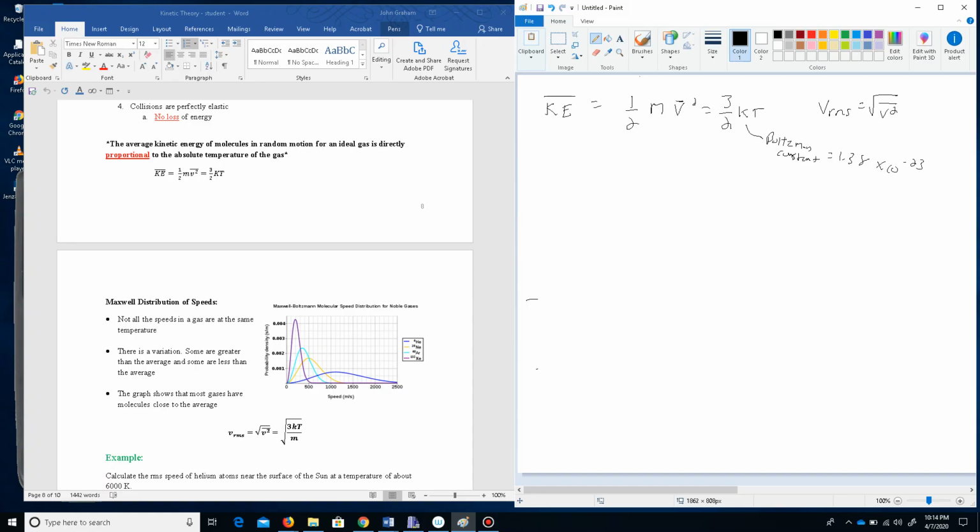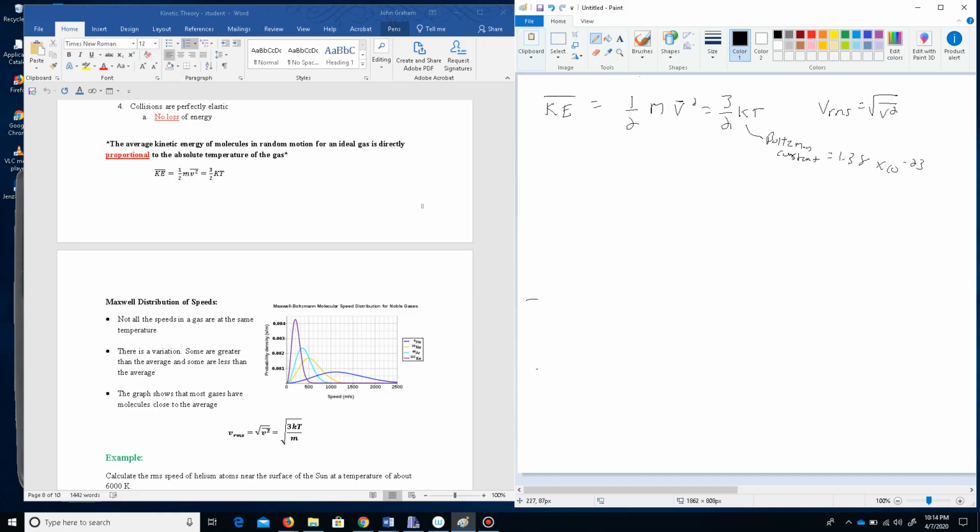Alright, so we know now that the speeds of the gas molecules at the same temperature vary. Some are greater than the average, some are less than the average. So this gas shows how most of them do fall close to the average, but there are also those outliers.